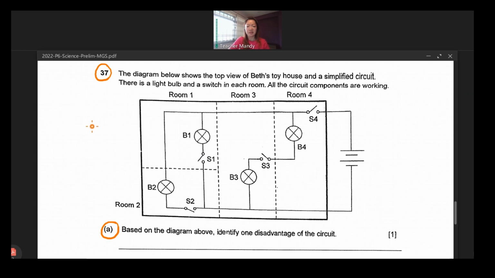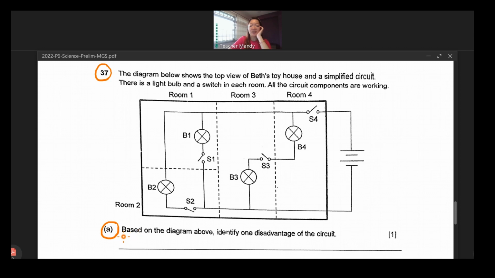All right, so it looks very complicated, right? You have so many symbols here. You have batteries, right? You have wires. You have how many rooms? 4 rooms. Room 1, room 2, room 3, room 4. And then you have the bulbs, bulb 1, bulb 2, bulb 3, bulb 4. And a lot of switches. Switch 1. Where is switch 2? Switch 2, switch 3, and switch 4.